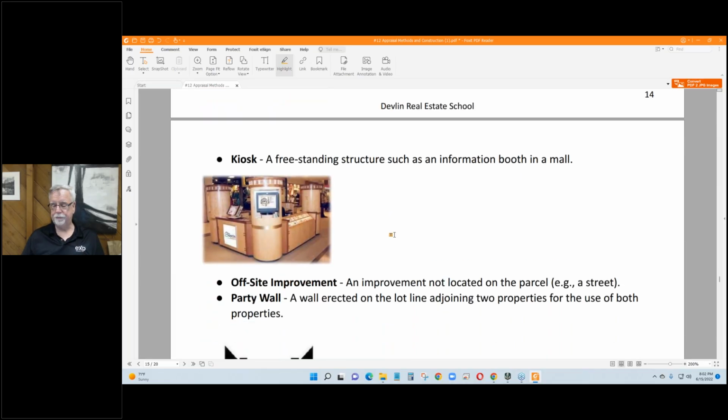A kiosk. I get asked, why is this on the test? The word kiosk is a Russian word that means an information booth. Why is this on the real estate exam? It's Coldwell Banker's fault. A long time ago, Coldwell Banker was owned by Allstate Insurance. And Allstate Insurance also owned a company called Sears, which had stores in the mall. So Allstate Insurance also bought Coldwell Banker, and they owned Sears.